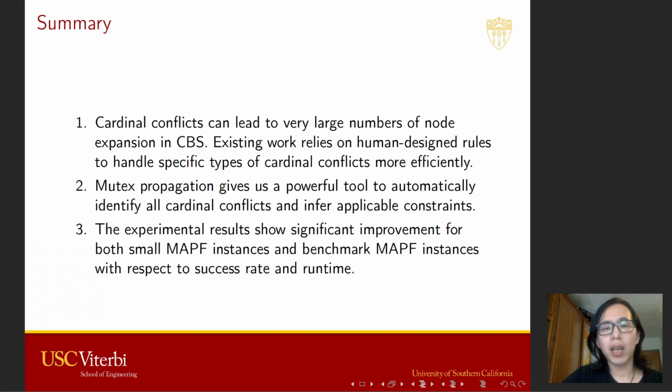In conclusion, cardinal conflicts can lead to a very large number of node expansions in CBS. Existing work relies on human-designed rules to handle specific types of cardinal conflicts. But mutex propagation gives us a powerful tool to automatically identify all cardinal conflicts and infer applicable constraints. Our experimental result also shows significant improvement regarding success rate and runtime.